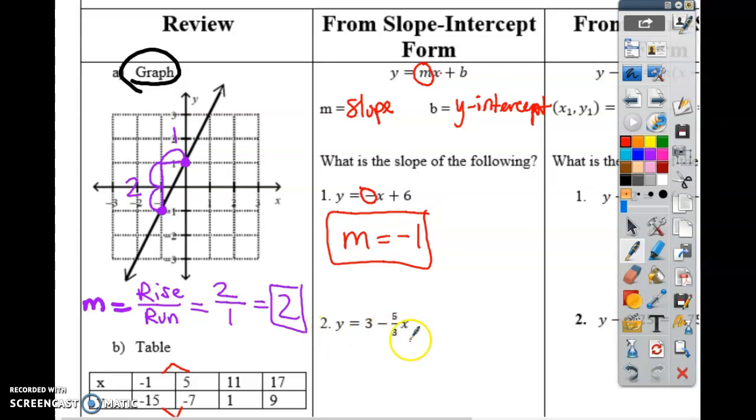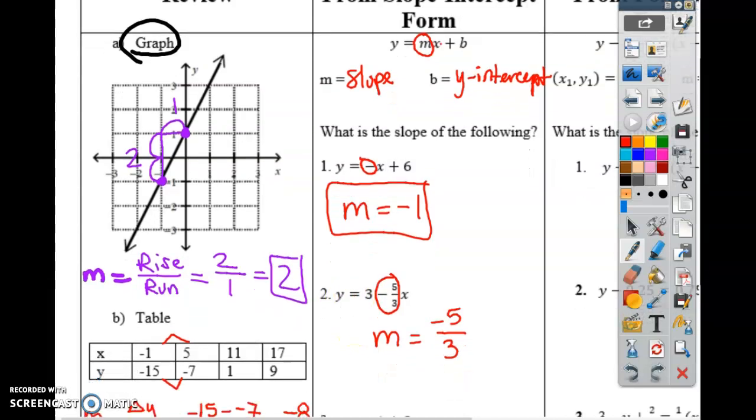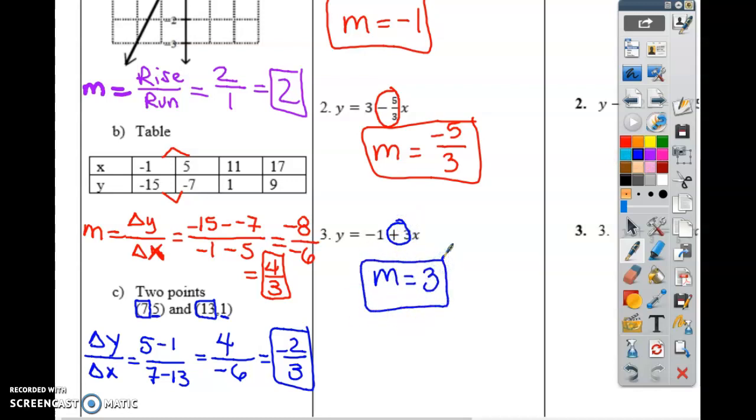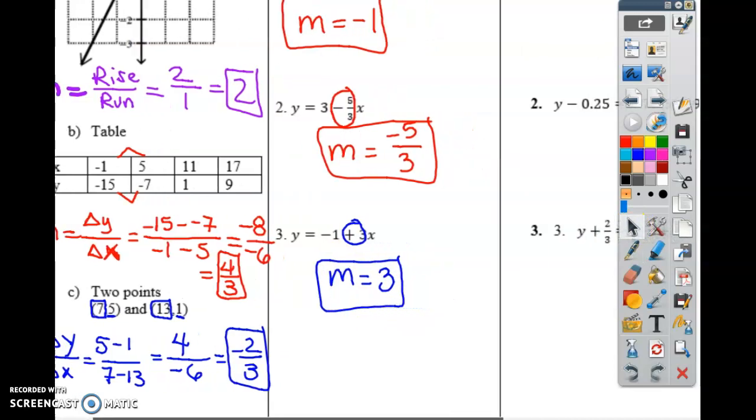Where's my slope here? -5/3. It's the one with the x. So m equals -5/3. But it has to be in y equals. Has to be in y equals. If it's not in y equals, that's not the slope. Okay? What's the slope? Let me box it. What's the slope here? 3. M equals 3. Okay, let's go to the next one.